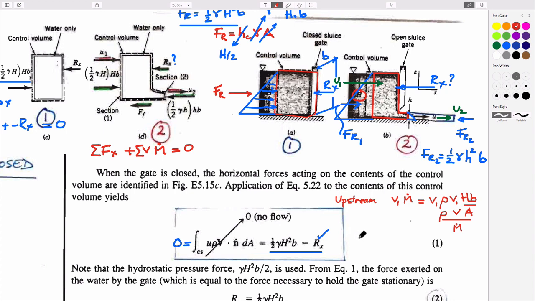So if we define that, then we need to make sure that we define our terms in the proper way. The terms that control whether this is positive or negative are controlled by the sign of these things. At the upstream boundary, U1 is in the direction of the x-coordinate system, so this would be equal to plus V1. The mass flow rate is into the system, and so this gets recorded as a negative mass flow rate. So it's multiplied by minus density V1 HB. And so this is the right terminology.